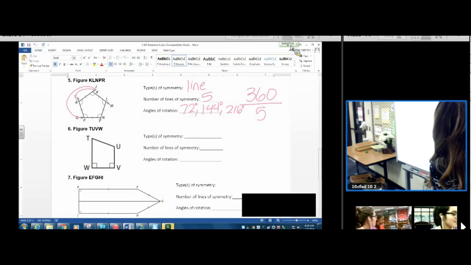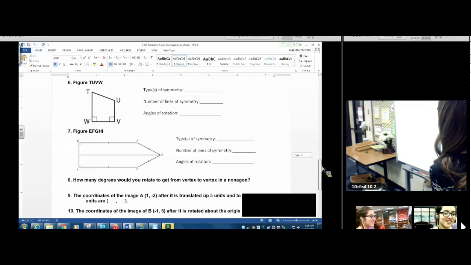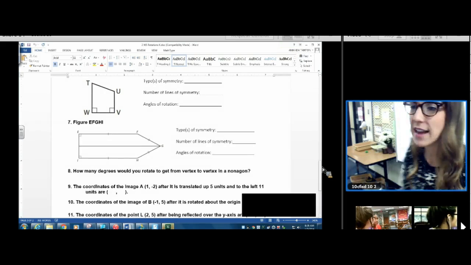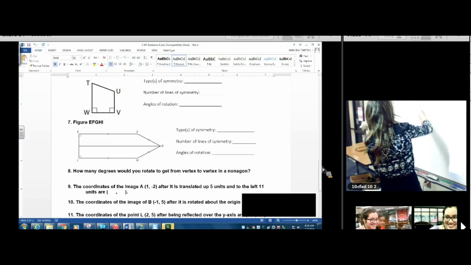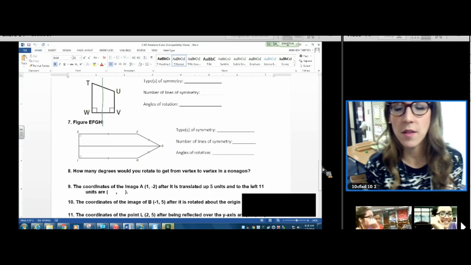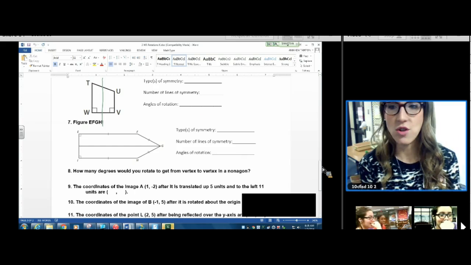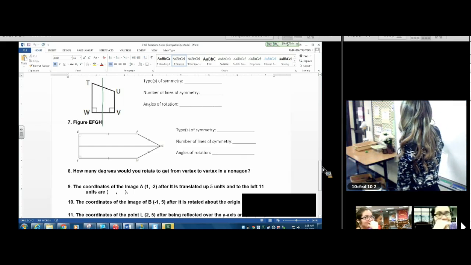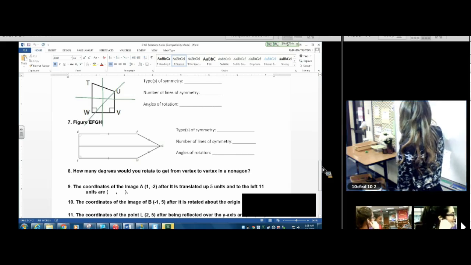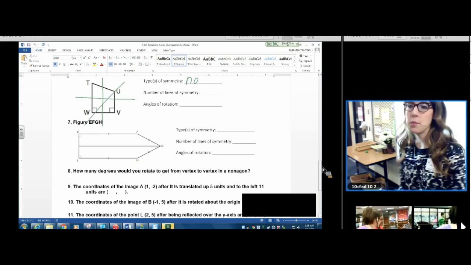This figure doesn't have any symmetry. The reason is I could try to draw all sorts of lines. Just play with it. Is it equal on the left as it is on the right? Is it a mirrored image? No. Do this one. Is it a mirror image? No. Try this one. Mirror image? No.